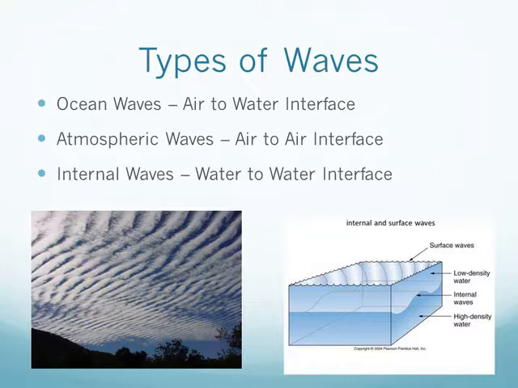These waves are created between the atmosphere and the surface of the ocean. They are also known as surface waves. The second type of waves are atmospheric waves. These are created between different air masses in the atmosphere.